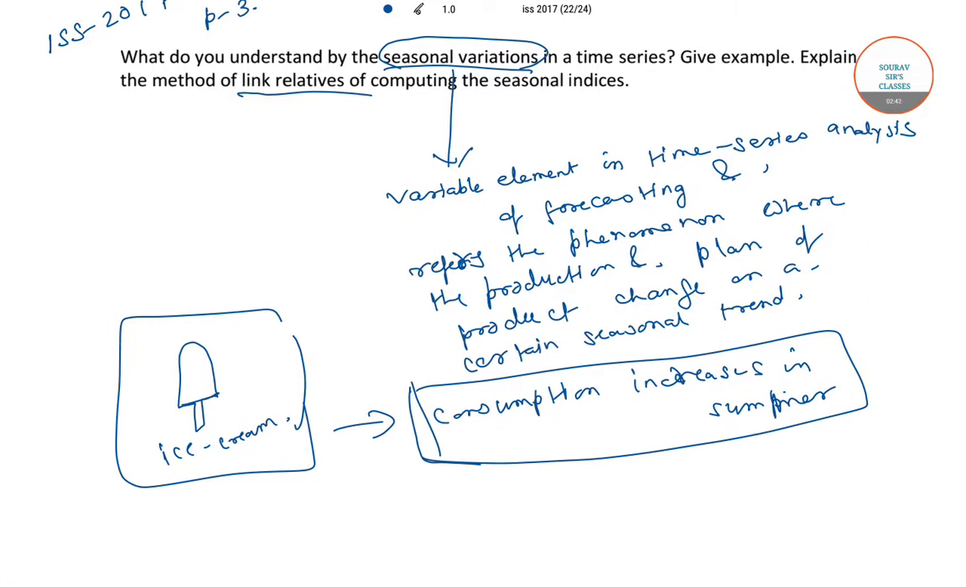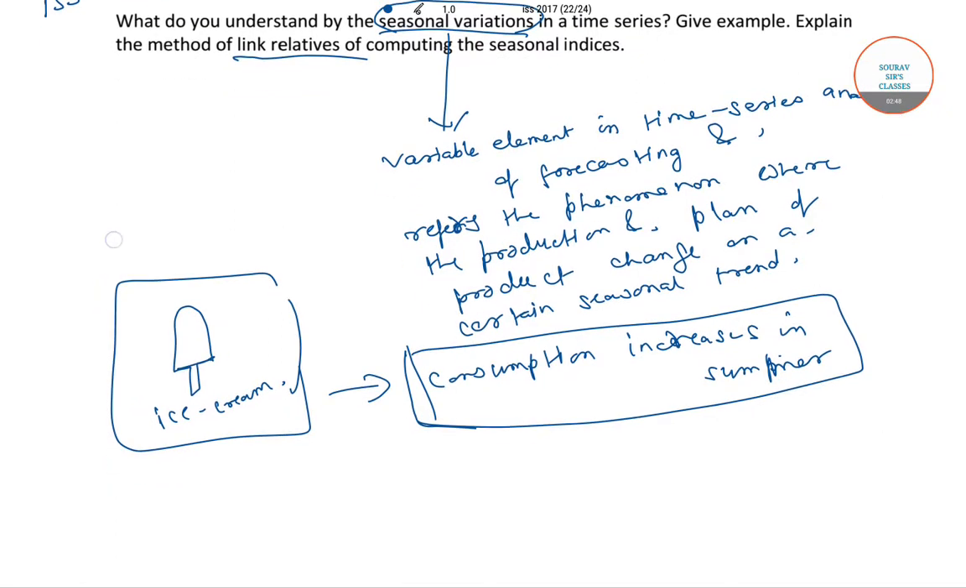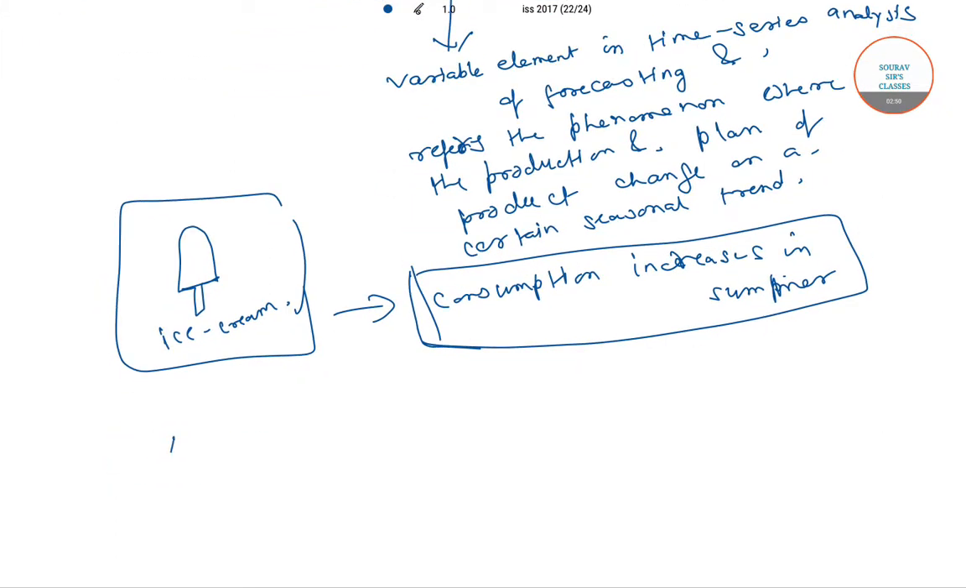Now there are different methods in computing the seasonal indices. One of the methods is link relatives. Now first, what is link relative? Link relative, short form LR, is equal to the data of current season.